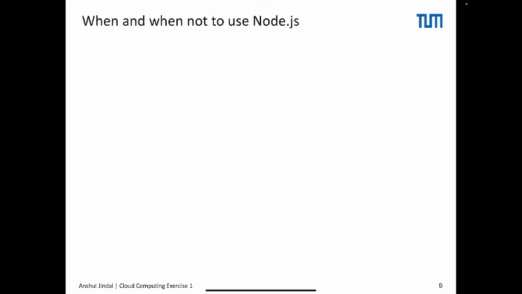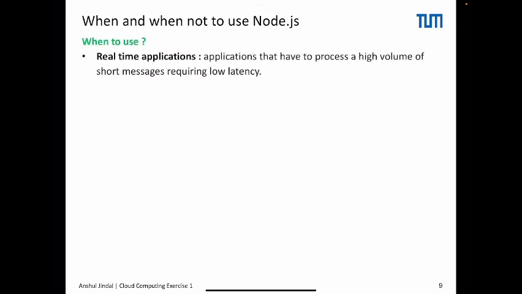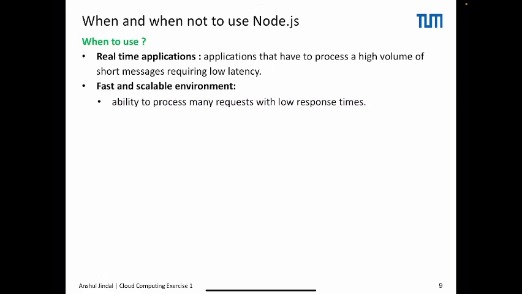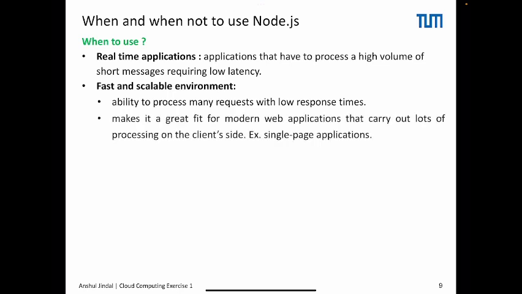Now the next question is when not to use Node.js. But first, when to use it? If you are building real-time applications that have a high volume of short messages, because it's quite fast, it can handle those short messages. Another use case is a fast and scalable environment, with its ability to process multiple requests at a lower response time. That's where you will prefer to use Node.js. One example could be a single page web application, SPA, as they are usually called.